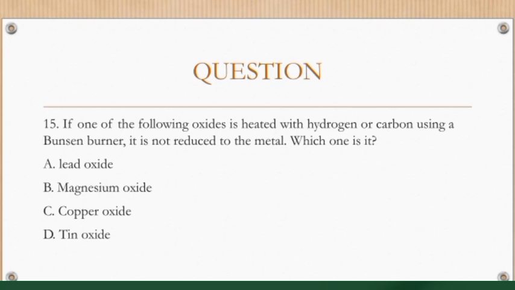All right, moving on to our next question. We have question number 15. It said, if one of the following oxides is heated with hydrogen or carbon using a Bunsen burner, it is not reduced to the metal. Which one is it? If any of these oxides is heated with hydrogen or carbon, they are telling you that it will not reduce to its metal.